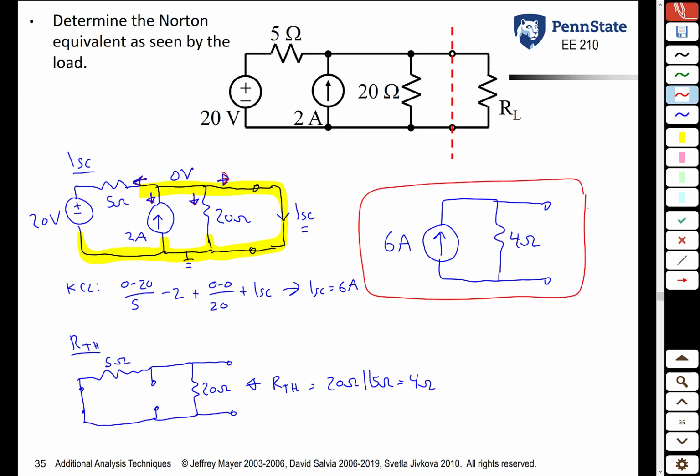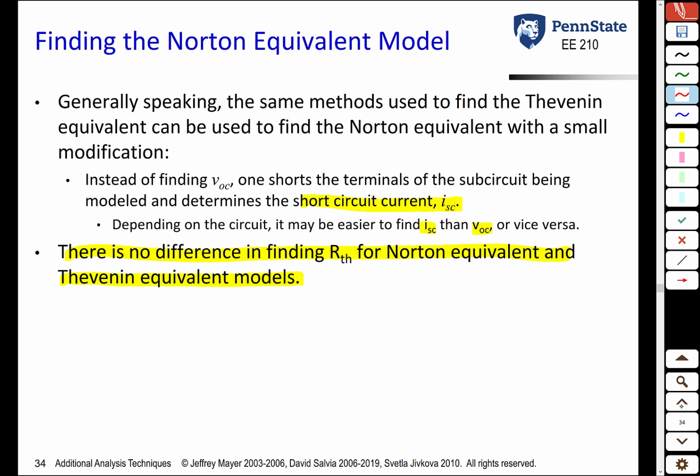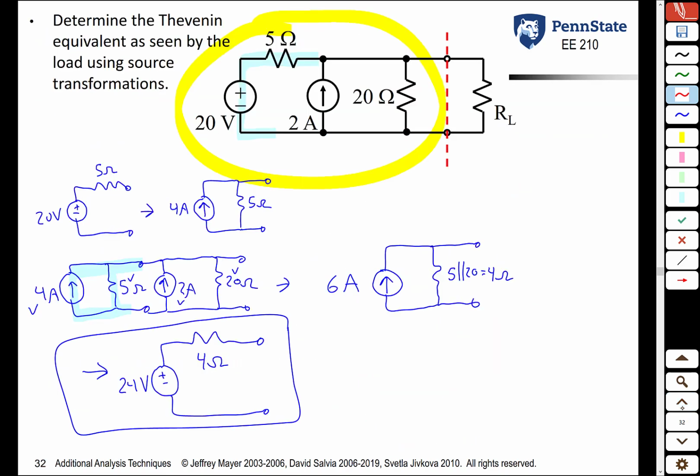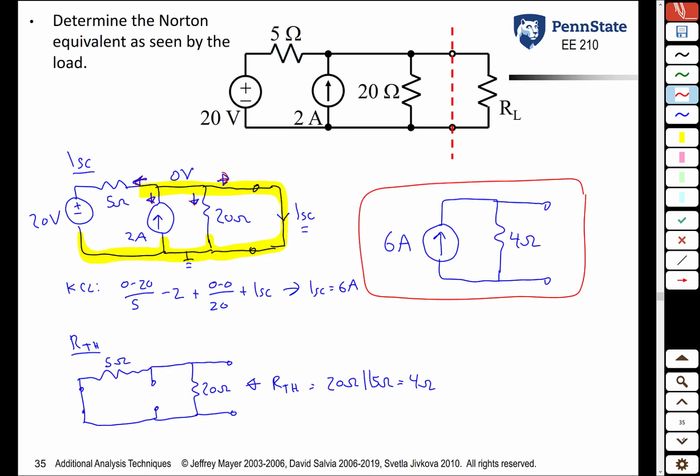is given by that. I should point out, if you look at the example we just did on source transformations, notice we actually got the Norton equivalent before we got the Thevenin equivalent. We didn't cover Norton's theorem at this point, so you didn't recognize it, but here's the Norton equivalent, and then from the Norton equivalent, we did a source transformation to get the Thevenin equivalent. The bottom line is that the Norton equivalent is a very simple extension of Thevenin equivalent. It's nothing you really need to worry about.